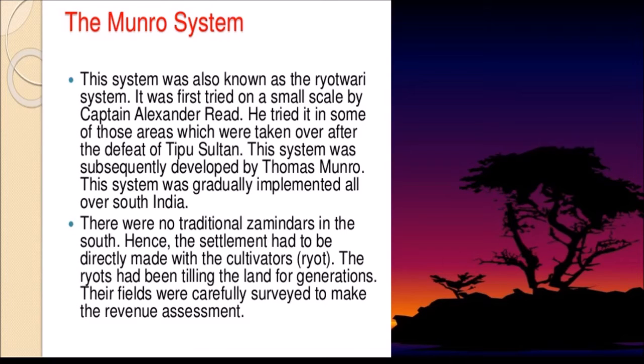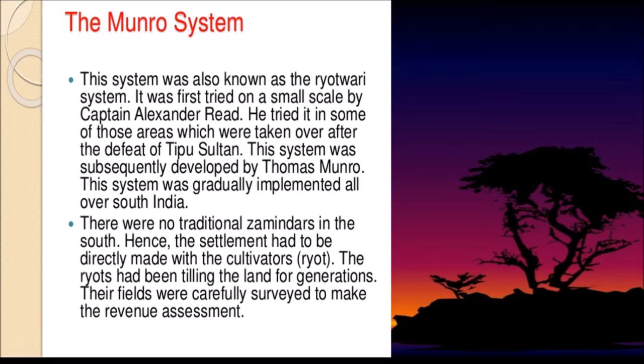The Ryotwari system was introduced by Captain Alexander Read and Thomas Munro, who was at that time the governor of Madras Presidency. What does the Munro system mean? Ryotwari system. Each field was separately and carefully studied before deciding on the amount of revenue to be collected from individuals.